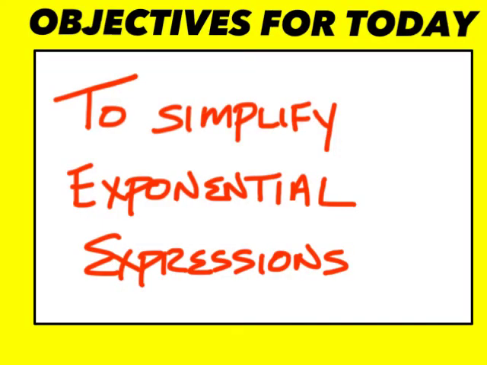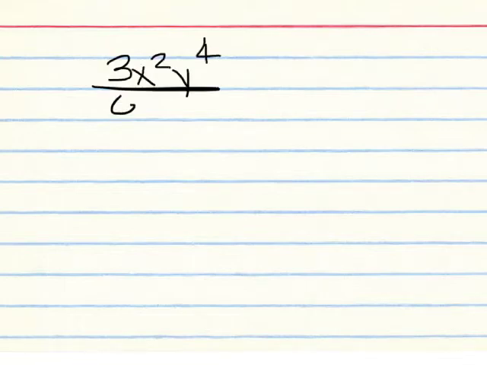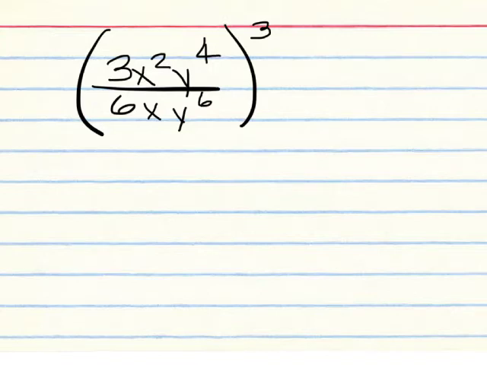To simplify exponential expressions, the learning targets are divide, multiply, add, and subtract like terms. In the first example, we have 3x to the second y to the fourth over 6xy to the sixth, and all of this will be to the third power.